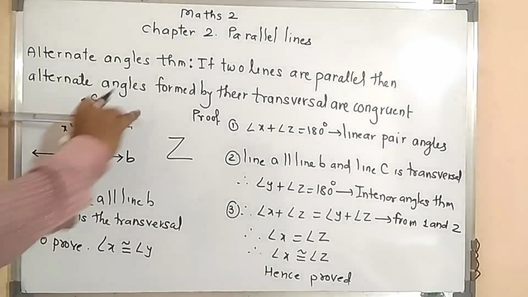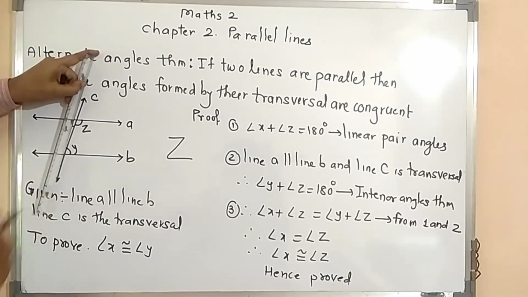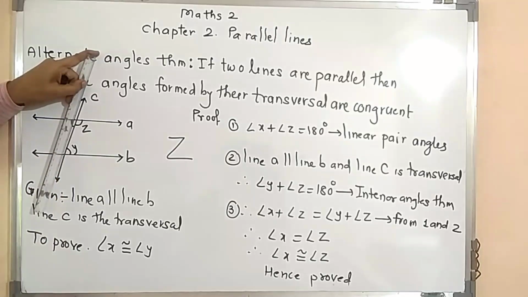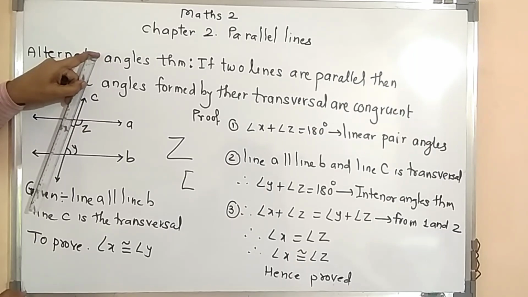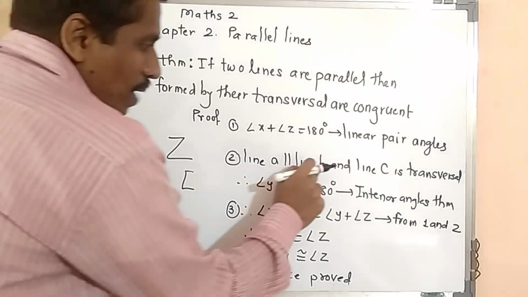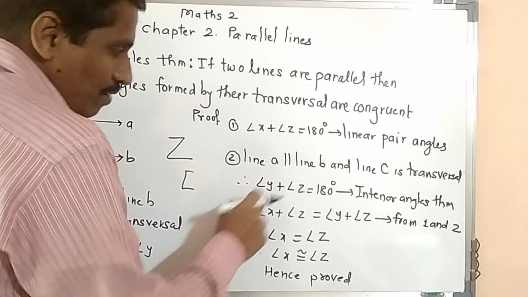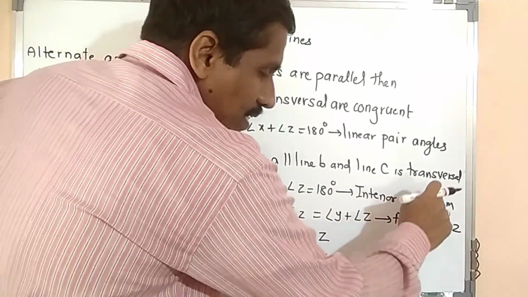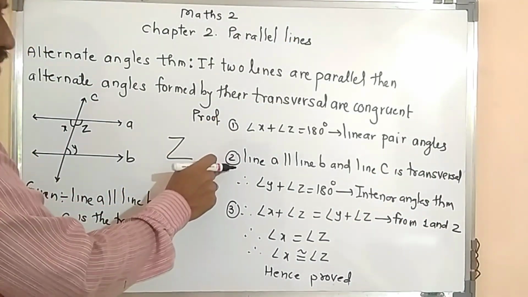Now, this is line A parallel to line B and this one is the transversal. What type of angles are Y and Z? They form a C shape. It means they are interior angles, and we know that interior angles are supplementary. Line A is parallel to line B, line C is the transversal. This is given to me, and therefore angle Y plus angle Z is equal to 180 degrees. Reason: interior angles theorem, which we have proved earlier.